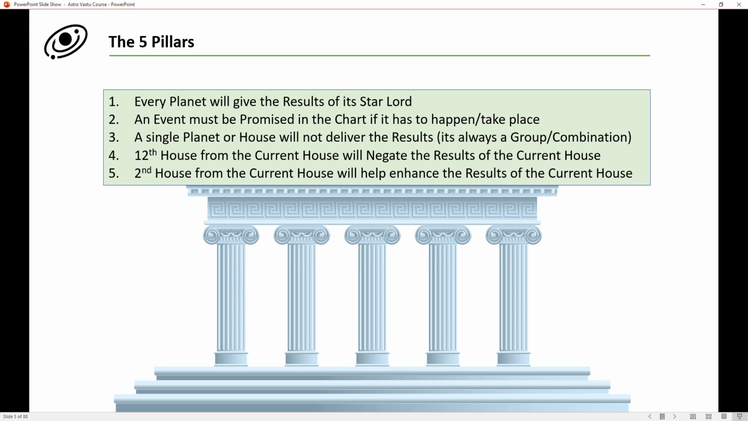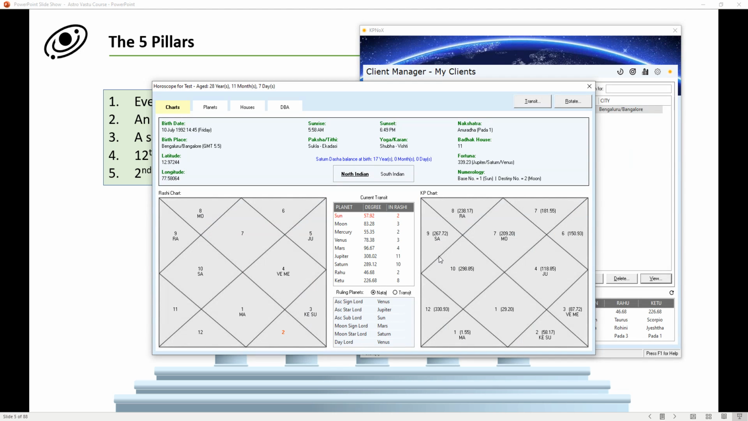And the 5th rule says the 2nd house from the current house will always help enhance the results of the current house. Again, we'll take this as an example. If the first house represents self, the native himself, the 2nd house is the family of the native. So the family will always support the person or the native.